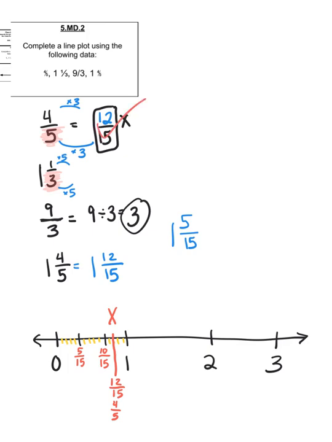Let's see, now I'm going to do 1 5/15, which is right here. Put an X on top. Done with that one. 3, that's easy enough. And that just leaves me with 1 12/15, which is going to be squished up here really, really close to my other value. There we go. All right, there's my line plot. That's all there was to it.